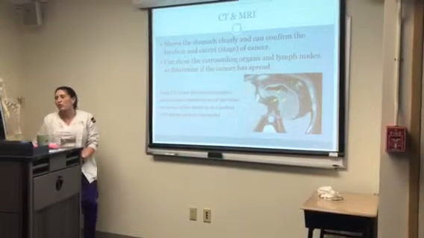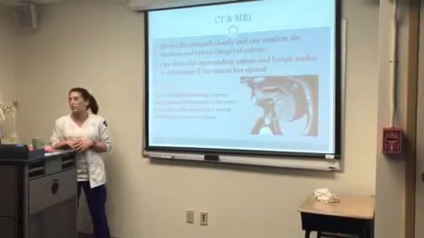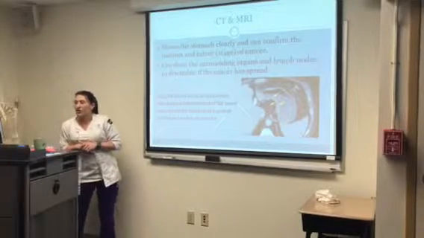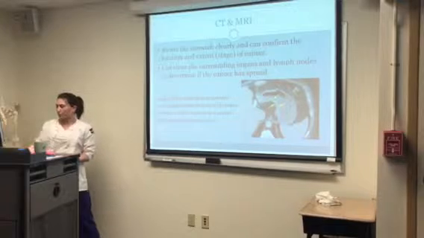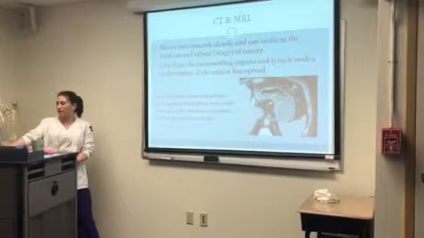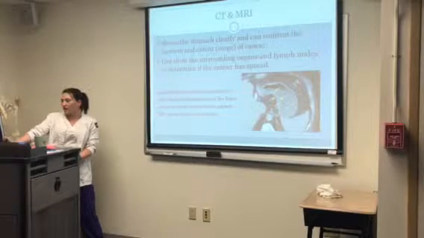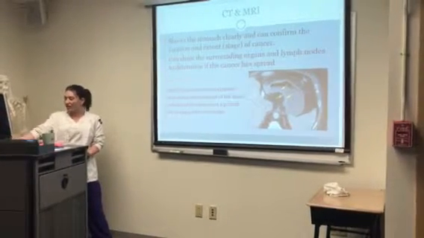CT and MRI can show the stomach clearly and confirm the location and the extent, or staging, of the cancer. They can also show the surrounding organs and lymph nodes to determine if the cancer has spread. This CT image shows thickening and mucosal enhancement of the lesser curvature of the stomach.